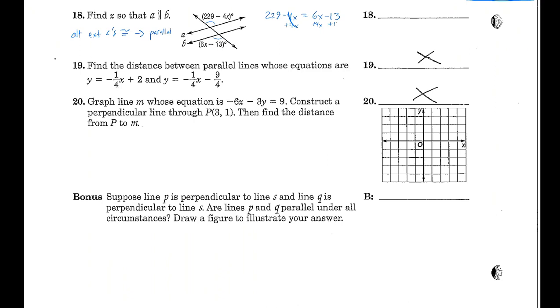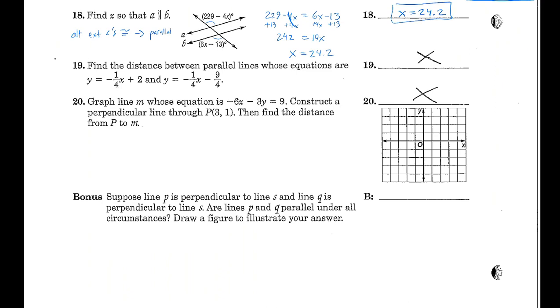Okay, we add 13 to both sides. And we get 10x equals 242. And dividing, we get x equals 24.2. So x equals 24.2. We stop there.